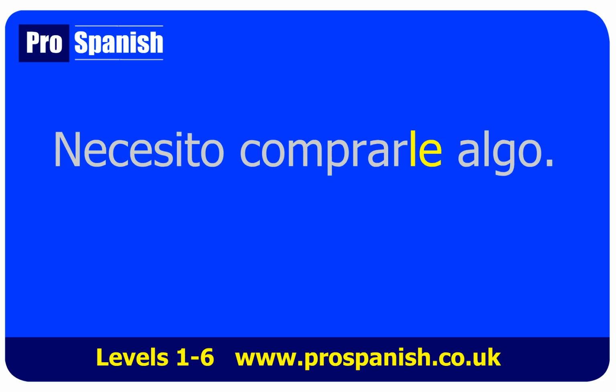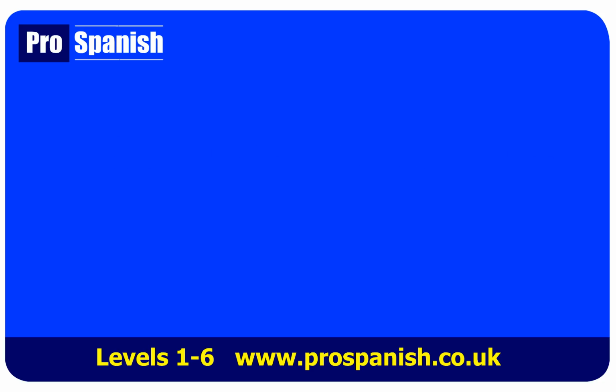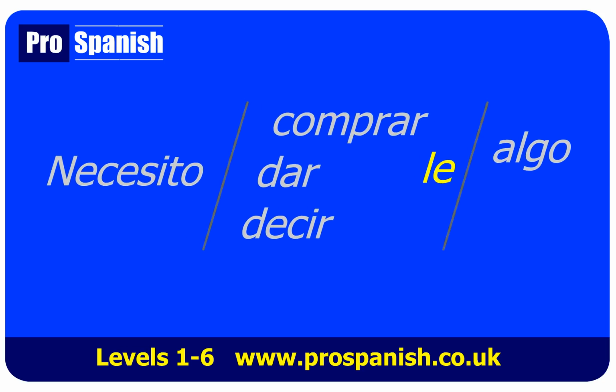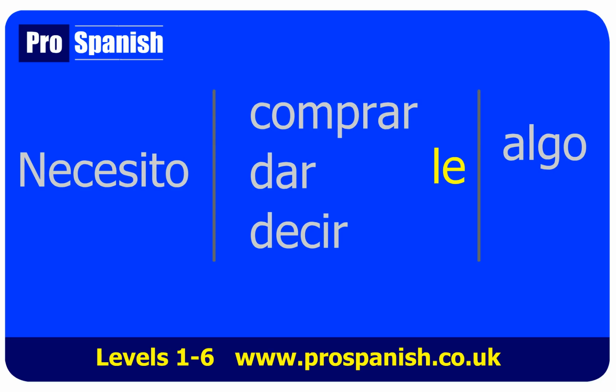And you might think, well, how are we going to know whether it's him or her that we're talking about? And you will always know by context. So the conversation might be about Maria, and somebody says, I need to buy her something. It's her birthday tomorrow. Necesito comprarle algo. Okay, let's have a look at a few more like this and give you the opportunity to create your own sentences and use this le yourself.